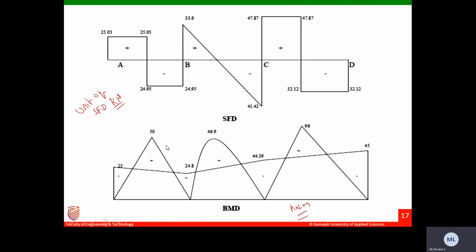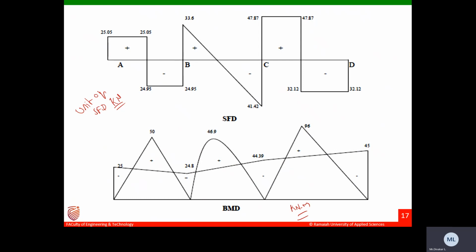First, while drawing the BMD, draw the bending moment due to loading. First you draw that, then whatever support moments you calculated, show them here. So this is how we need to do the moment distribution method, analysis of continuous beams using the moment distribution method.